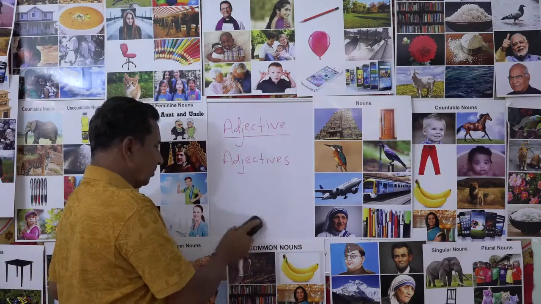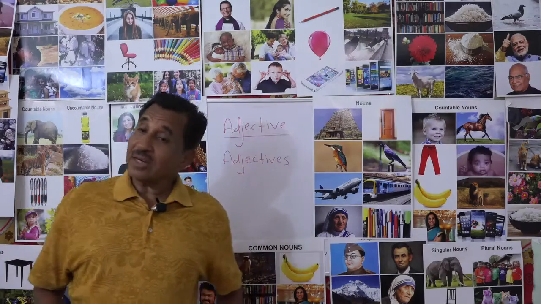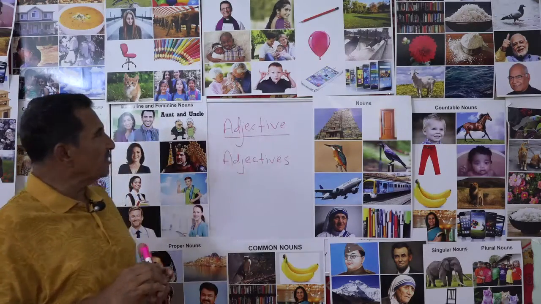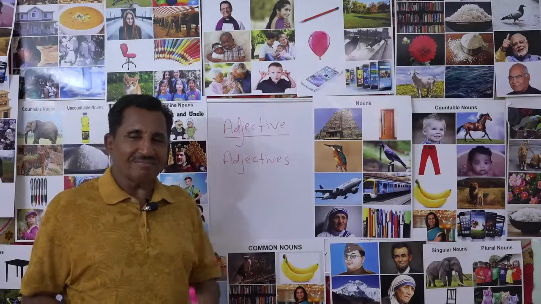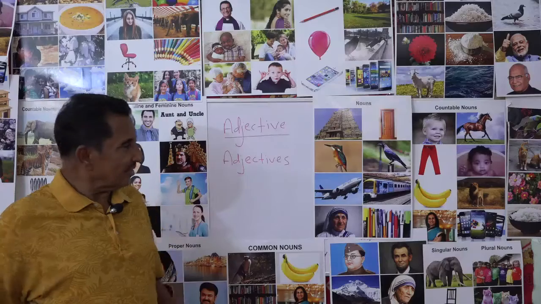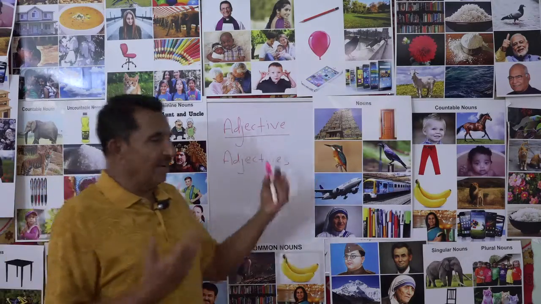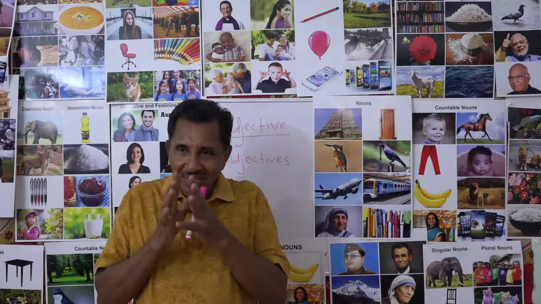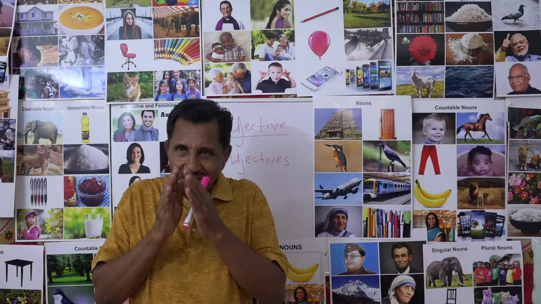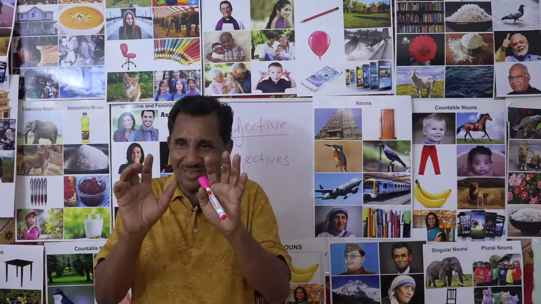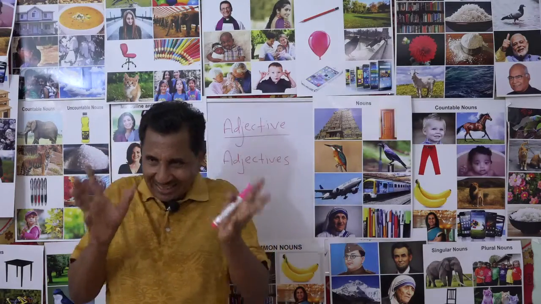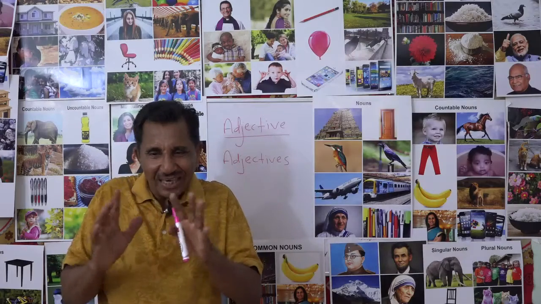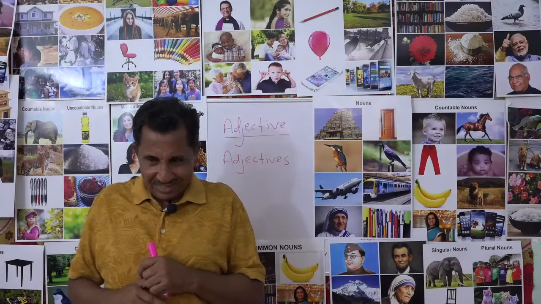Now what is an adjective? We saw nouns. What are nouns? Nouns are naming words. Now if you say like this, balloon. Balloon, yes. Then you say temple. Temple. Then you say horse. If you say like that, the noun, there is no light on the noun. We can say there is no light, isn't it? There is no light. It looks, what we will say, dull, dull, dull. No light.